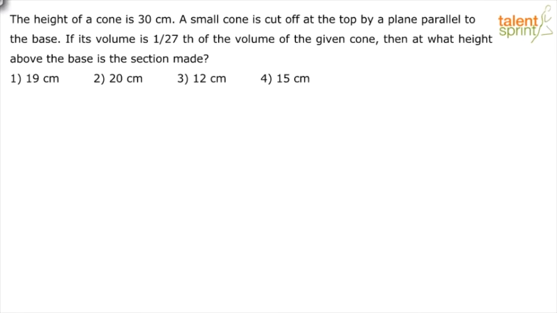Okay. Let's take it up now. I think most of you have got 20 centimeters as the answer here. Let us solve this. So the question says the height of a cone is 30 centimeters. A small cone is cut off at the top by a plane parallel to the base. If its volume is 1/27th of the volume of the given cone, then at what height above the base is the section made?